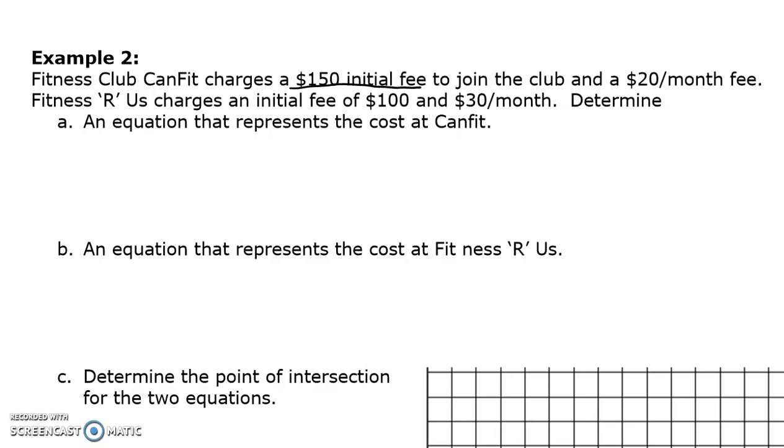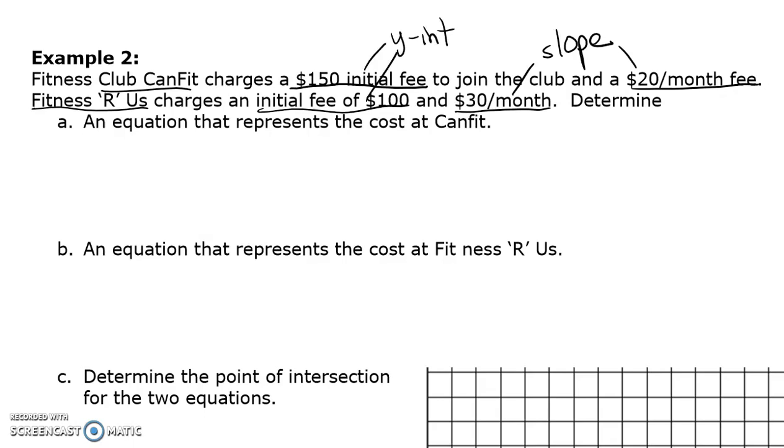And so what I'm going to do is underline some keywords. $150 initial fee, $20 per month. That's Club CanFit. And then Fitness R Us has an initial fee of $100 and $30 per month. So the thing that is consistent every month, this is the slope. And the thing that is the initial fee, that is the y-intercept. That's the way we approach these.